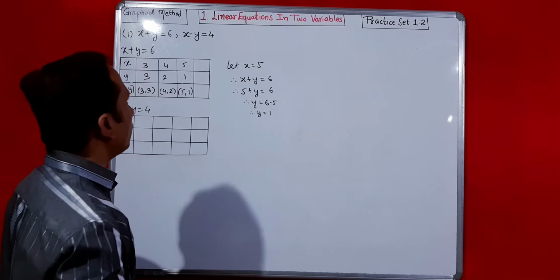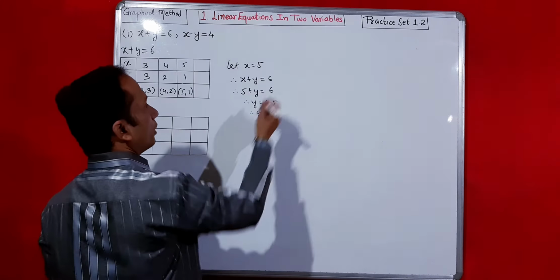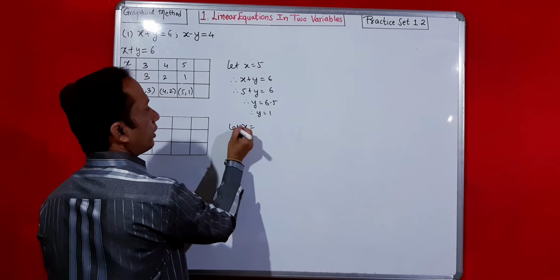We take maximum 4 values or minimum 3 values. We will get the graph, but we are taking 4 values. So now we'll take x is equal to 2. Let x is equal to 2.